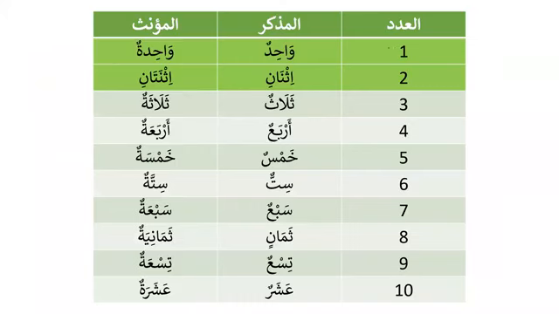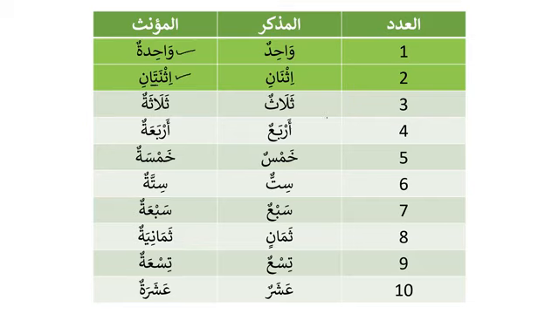Al-adad, the number, al-mudhakkar and al-mu'annath. We have learned in the previous lesson that for 1, for the masculine, it is wahidun, and for the mu'annath, it is wahidatun. So we have seen it today. Similarly, for the masculine, for 2, it will be ithnani, and for the feminine, it will be ithnatani.